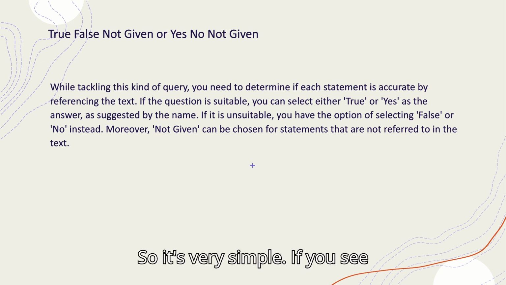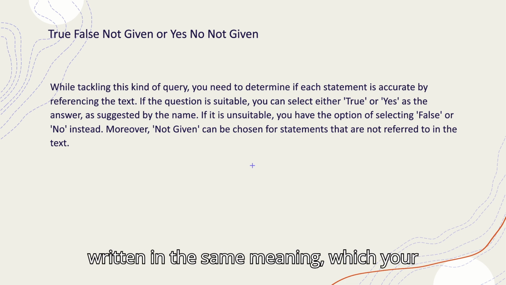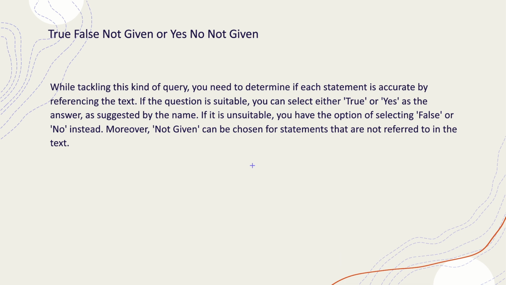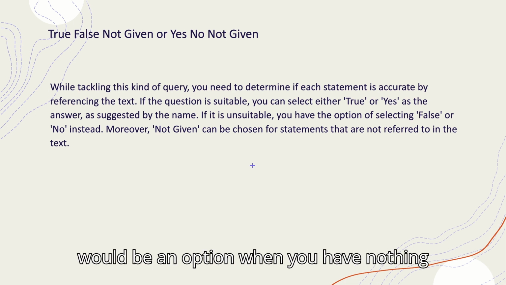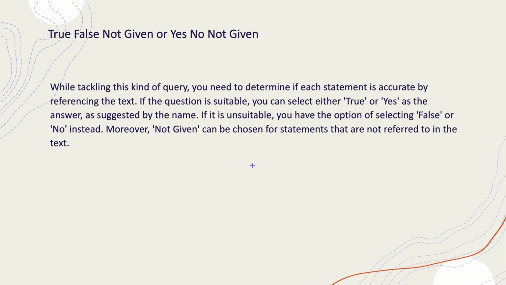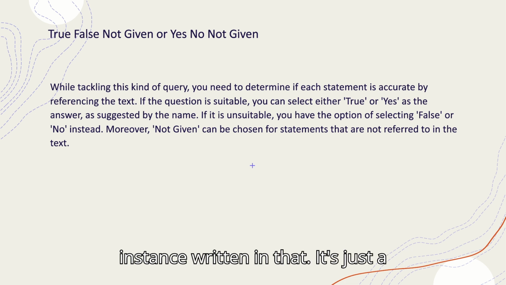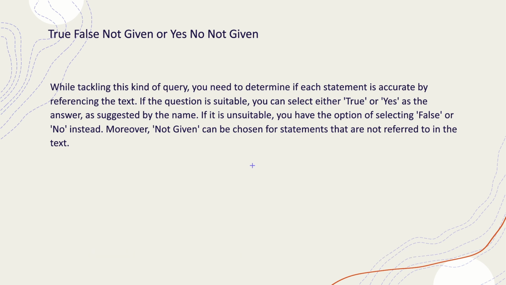So it's very simple. If you see something which is paraphrased or written with the same meaning as your question, answer it as yes or true, else go for false or no. Not given would be the option when you have nothing similar to that. Like you don't have any instance written in that, it's just a build up story. So that's where you have to write not given.